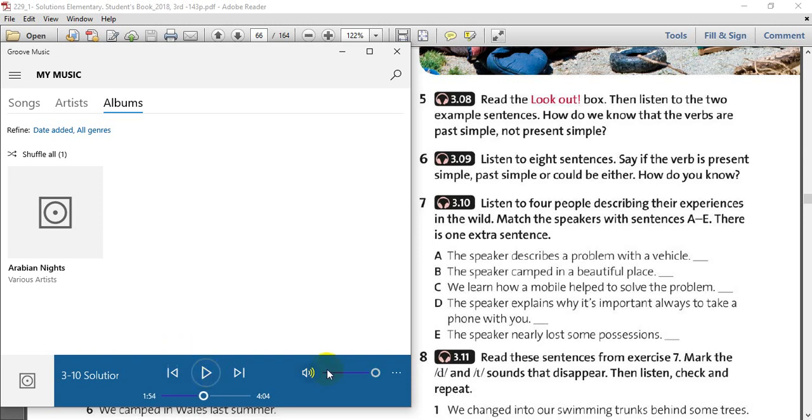So here, number 2 with B. The speaker camped in a beautiful place. We pitched our tent near a lovely river and decided to sleep here. So number 2 here. Number 2 with B.